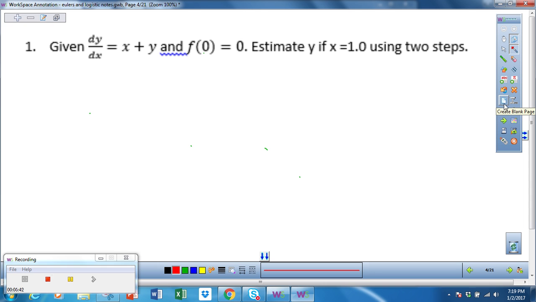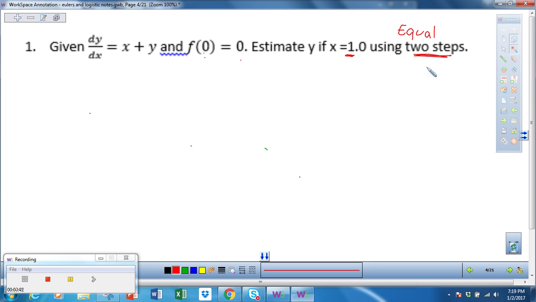Okay, so in this case, our differential equation is x plus y. We don't have the skills right now to solve this. We don't have the skills to separate it and integrate it. You will when you take differential equations. So, we're given an initial condition of 0, 0, and we want to estimate y at x equals 1 using two steps. Now, what I did not mention here is that our steps have to be equal. So, two equal steps that should read.